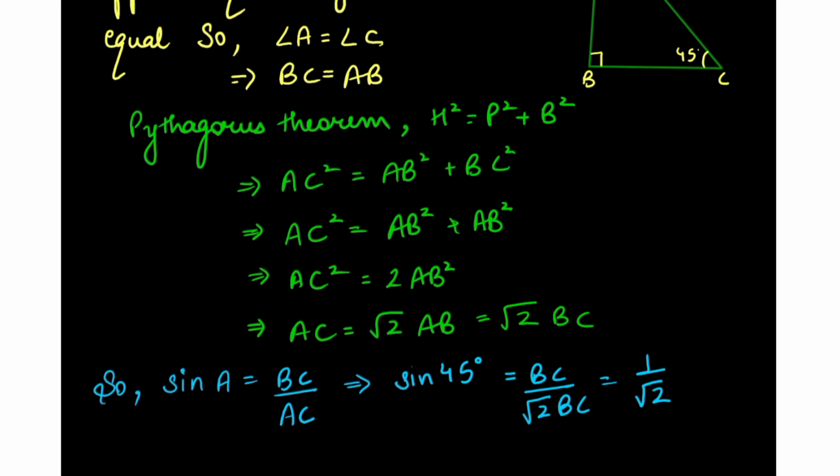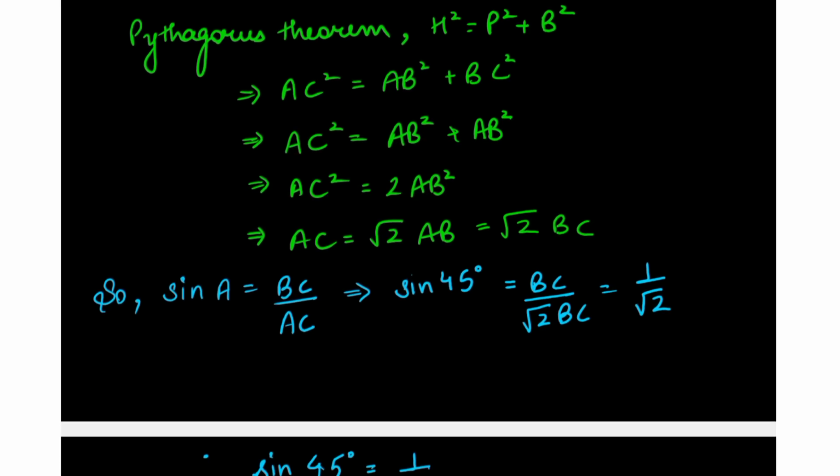Now the Pythagoras theorem. H square is equal to P square plus B square: hypotenuse, perpendicular and base. So AC square is equal to AB square plus BC square. We can replace BC by AB, so AC square is equal to 2 AB square. Solving this, AC is equal to root 2 AB, which is also equal to root 2 BC, since AB equals BC, so we can directly replace it.